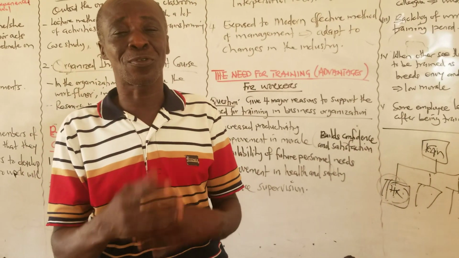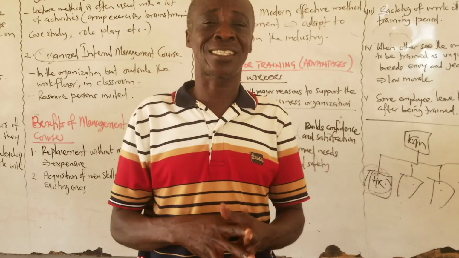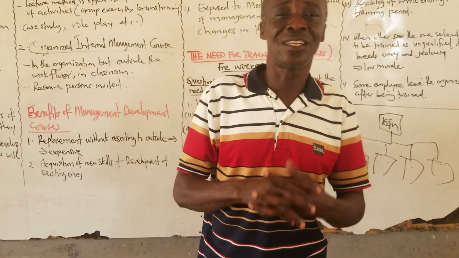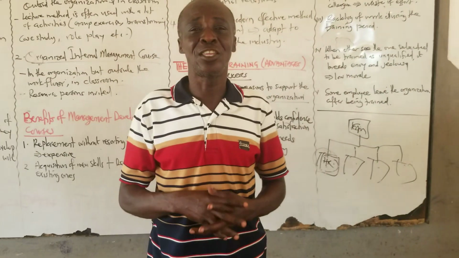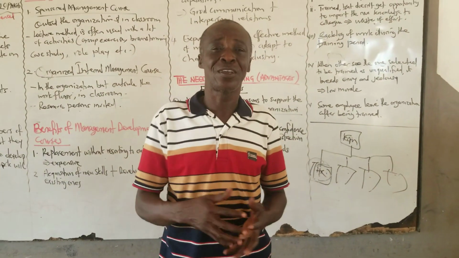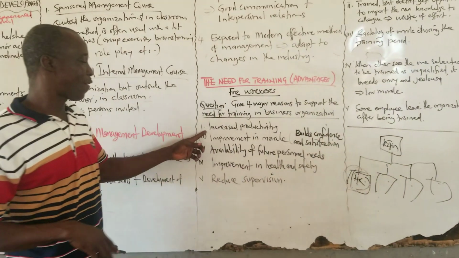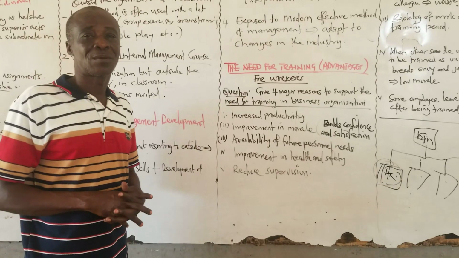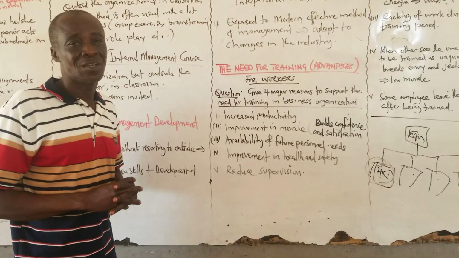The definition of training, you remember what we learned. That is a learning process, and in that learning process, the worker acquires skills, rules, attitude, and knowledge in order to improve upon his or her performance. So that is the first one. Training increases production. So, increase in productivity.